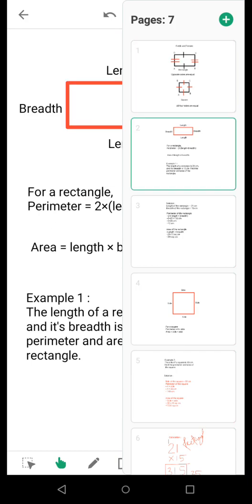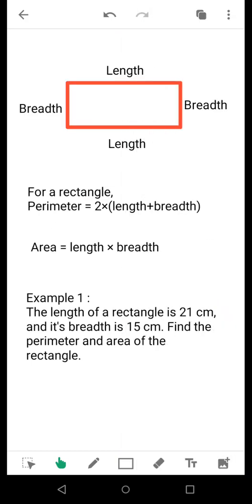Now, coming to the calculation part, but before that, we need to learn a few necessary formulas. Here you can see the diagram of a rectangle. The opposite sides of a rectangle are termed as length. Generally in a rectangle, the length is the longest side, and the shorter opposite sides are termed as breadth. Now, to calculate the perimeter of a rectangle, the formula is 2 multiplied by the sum of length and breadth.